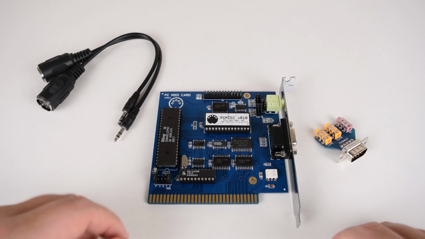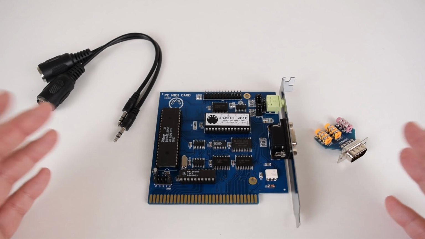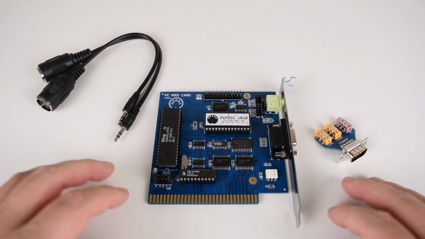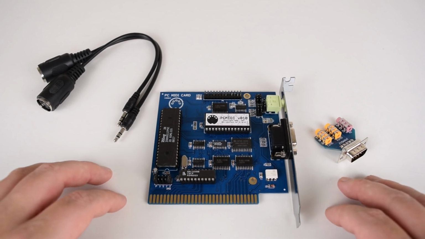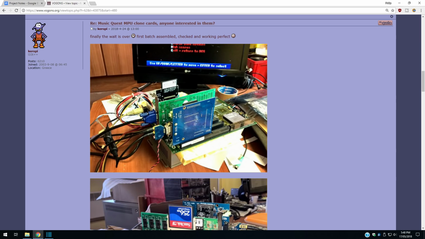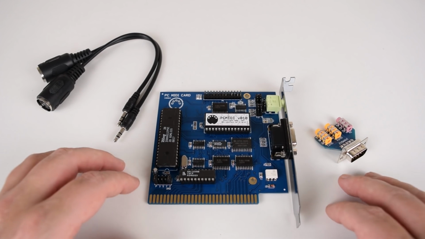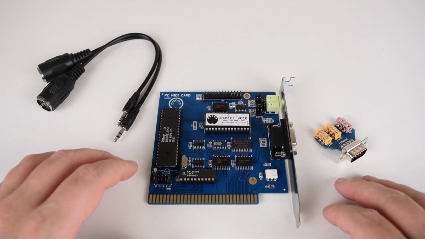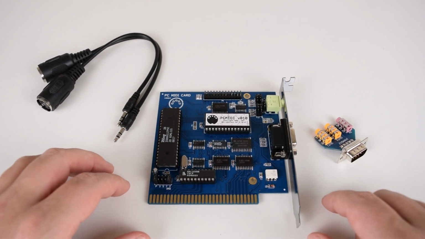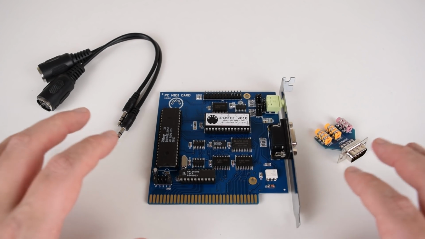This MIDI interface card is basically the outcome of a community project, or a hobby project, you can call it, from the Vogons forums. Two people were involved. They go under the names of Karopi and Mams, and you can find them on the Vogons forums. There's a dedicated thread about this product, and I will put it down below in the description.